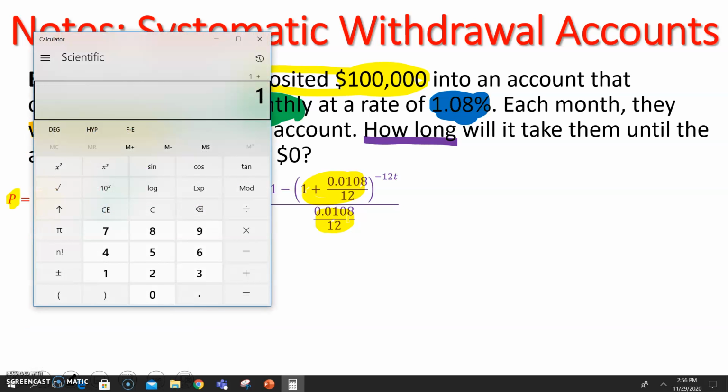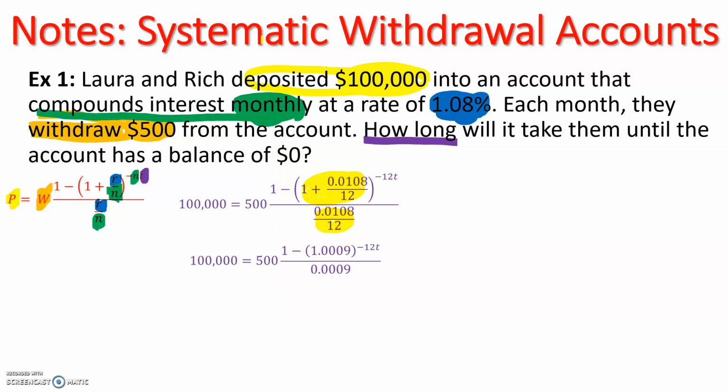And let's do the numerator first, the part in the parentheses. So I have 1 plus 0.0108 over 12. And then just make sure you're using a scientific calculator that follows the order of operations. So we know that this part in the parentheses is 1.0009. Now the denominator is 0.0009. So we're going to rewrite that.